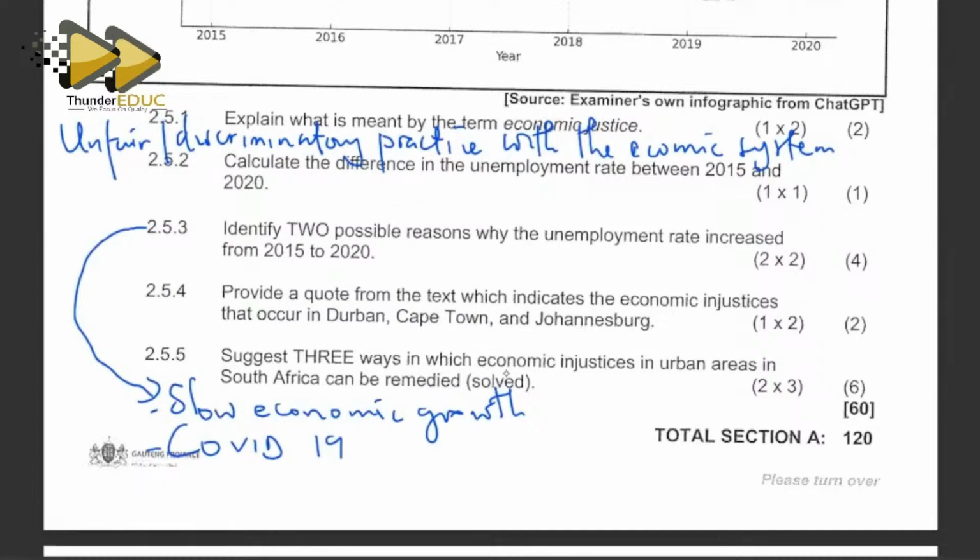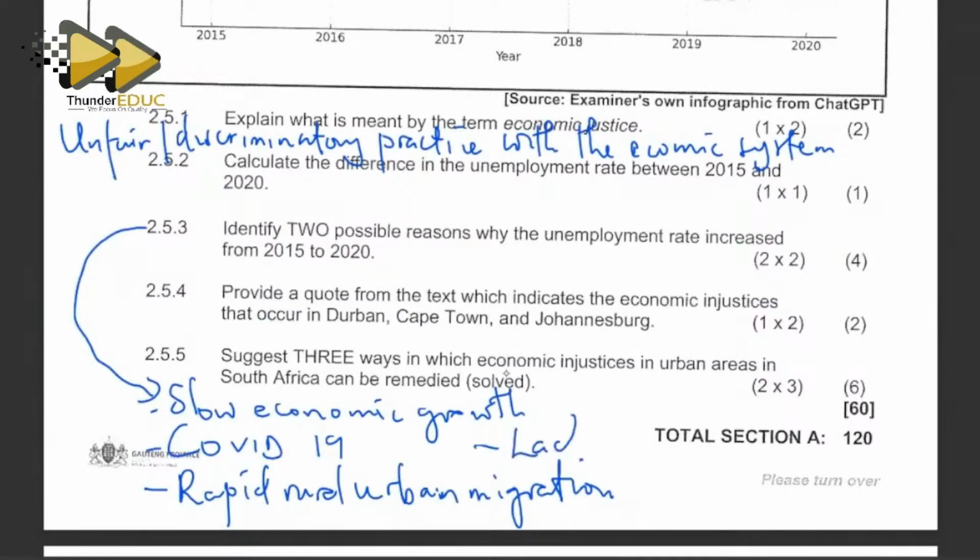It was also a basic problem. And also, we can look at rapid rural urban migration. It's also another cause, because of the numbers of people moving to cities and towns. We also tend to find that the figures of unemployment in the urban areas will increase. And also, we can talk of other aspects like lack of skills, which can be a contributing factor.